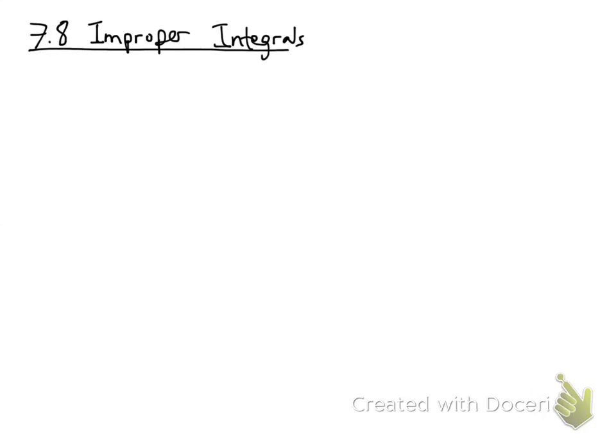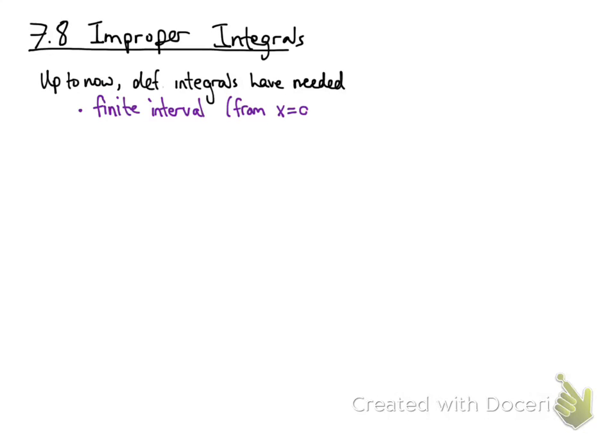Section 7.8 is about these things called improper integrals. Up until now, anytime we've done a definite integral, we've needed two things to be true. We've needed a finite interval, that is, the integral goes from some number a to some number b, and we've needed the function to be continuous in between a and b. So, a continuous function on a finite definite interval.